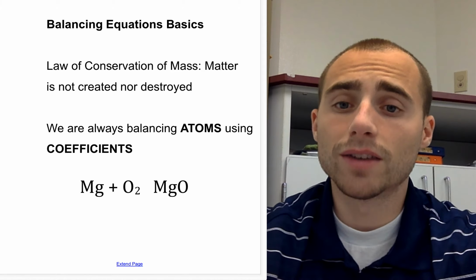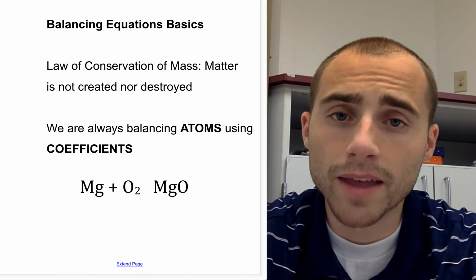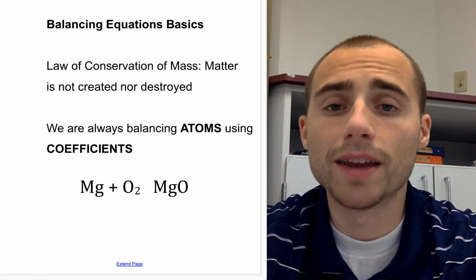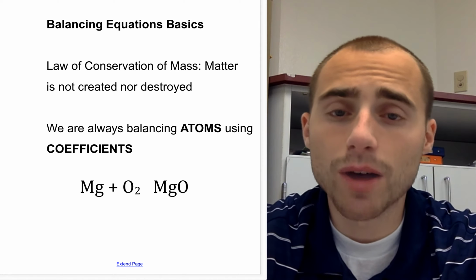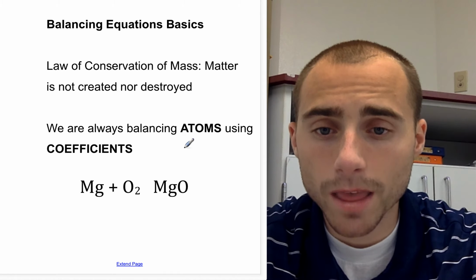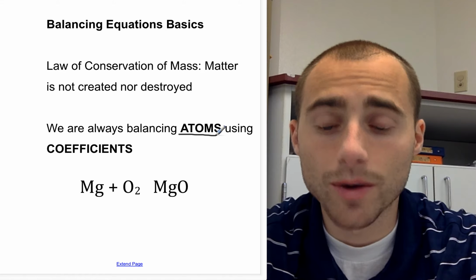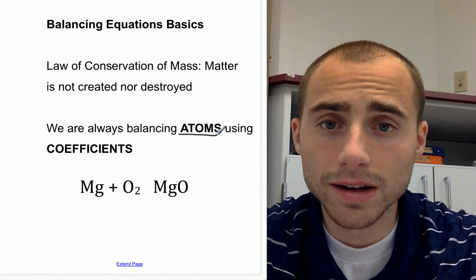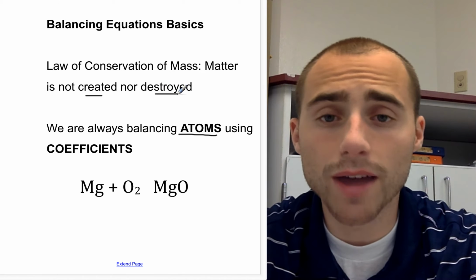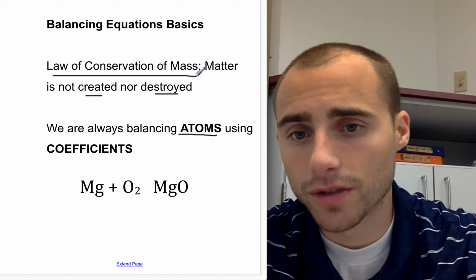Balancing equation basics. I'm going to go through this real quick. Pause it if you need to. The law of conservation of mass is what states matter is not created nor destroyed. That is why we have to balance our equations, because there has to be the same number of atoms on each side of the equation. Why does there have to be the same number of atoms? Because matter cannot be created or destroyed. It is simply rearranged, according to the law of conservation of mass.